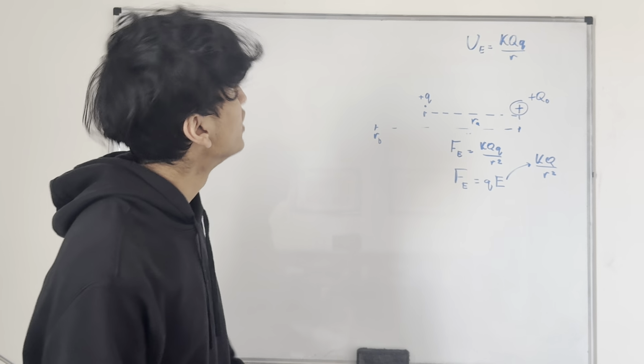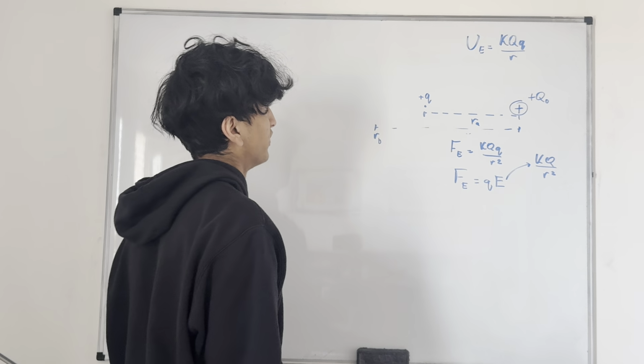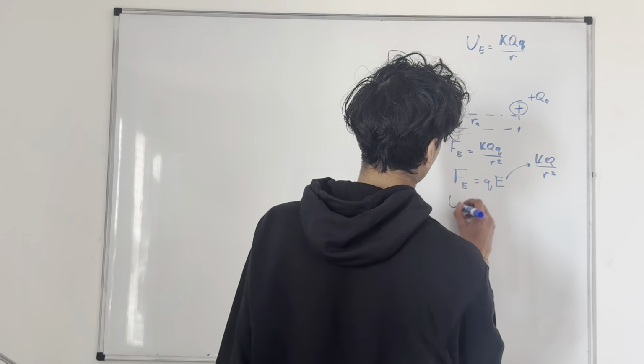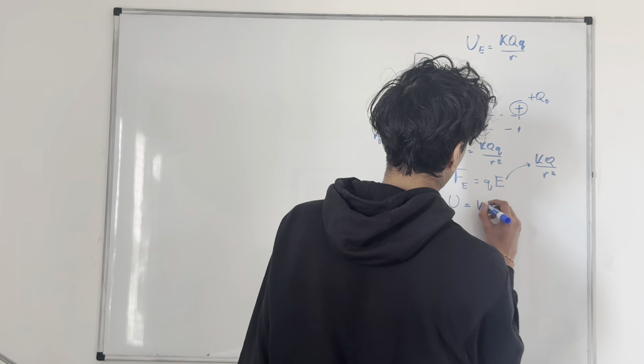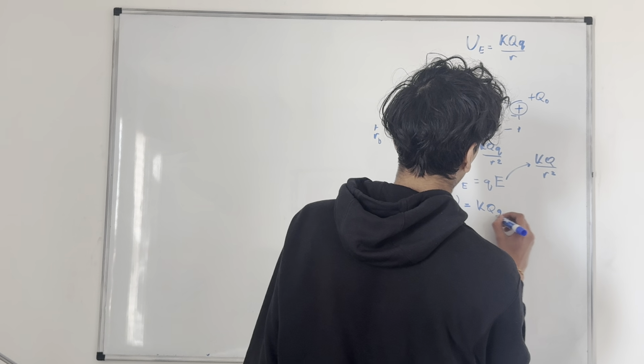The whole idea is you can get the same thing going for potential. So you could say U is going to equal KQq over R.